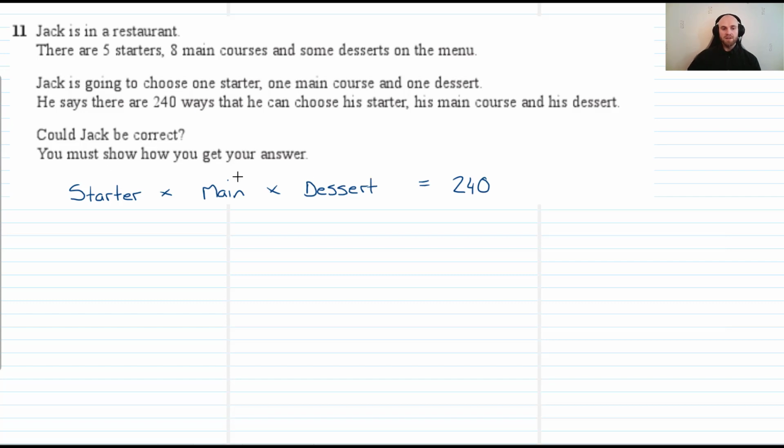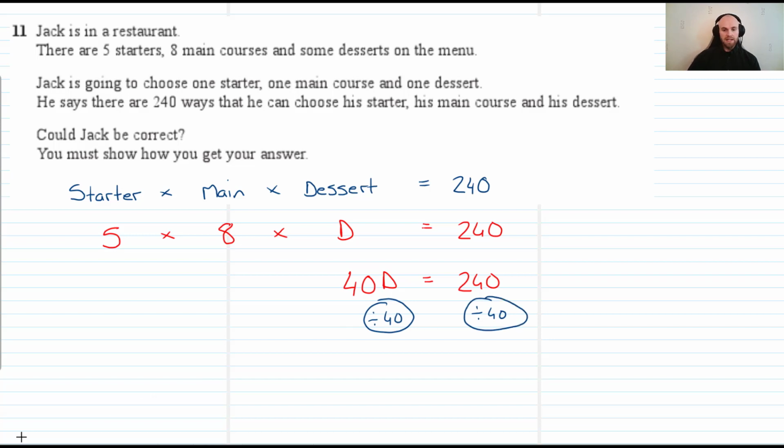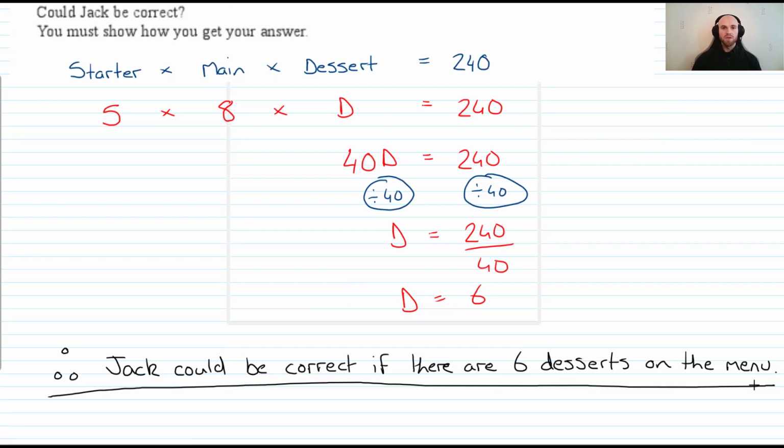So from what Jack said, we have an equation that looks something like this. We would have the starter multiplied by the main, multiplied by the dessert, and there should be 240 combinations or 240 ways to find this. So we know that there are 5 starters. We know that there are 8 main courses. We don't know how many desserts, and he says that there are 240 combinations. So we know that 5 multiplied by 8 is 40, multiplied by the d is going to be 40d equals 240. So if we divide both sides by 40, that leaves us with d on its own, and 240 divided by 40 gives us 6. So therefore Jack could be correct if there are 6 desserts on the menu.